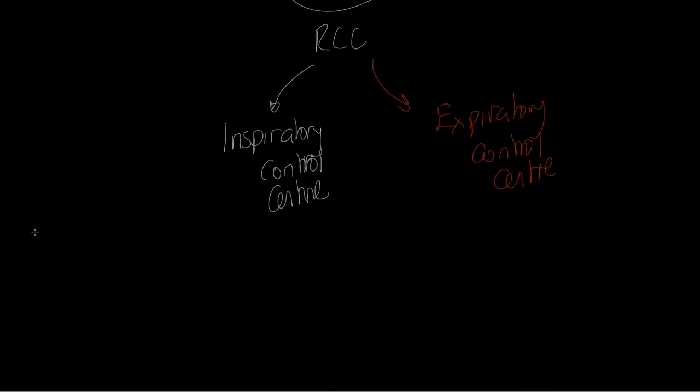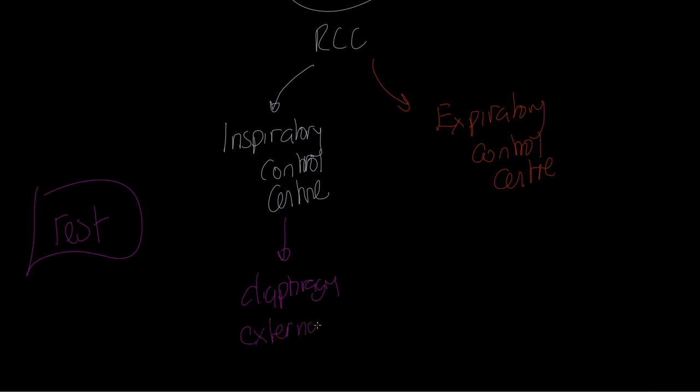I'm going to tell you, first of all, about resting conditions. When we are at rest, the inspiratory control center will stimulate muscles such as the diaphragm, and let's say you have a look at the image above, and the external intercostal muscles, IC. It will stimulate them both to contract. So these two muscles are going to contract, and that is going to cause us to breathe in, hence inspiration.